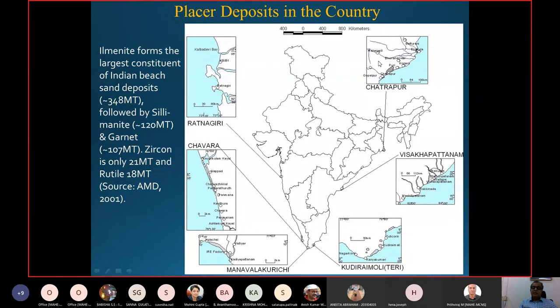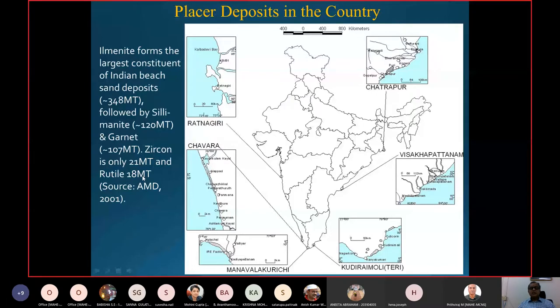And then another area in Orissa is Chatrapur, which has been exploited, but here there is more magnetite content compared to the other two deposits. So that has a little problem for separation. I don't want to go into much detail. Coming back to the deposit amounts, ilmenite forms the largest constituent of the Indian beach deposits, roughly around 348 million tons, followed by sillimanite at 120 million tons, garnet at 107 million tons, zircon only around 21 million tons, and rutile 18 million. This is sourced from the Atomic Minerals Directorate data.